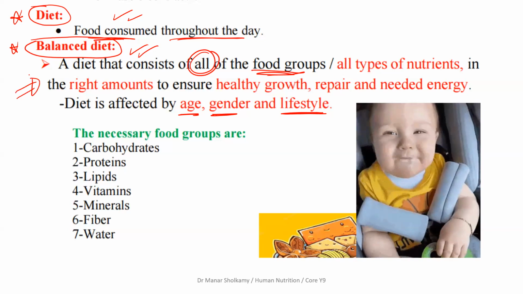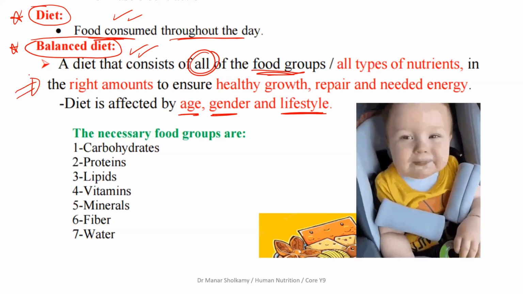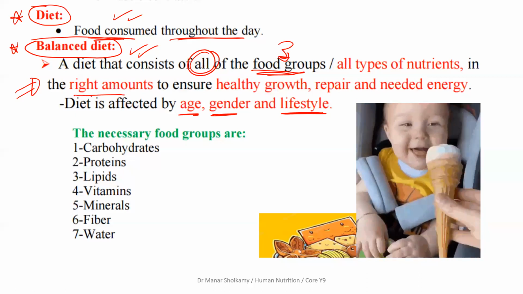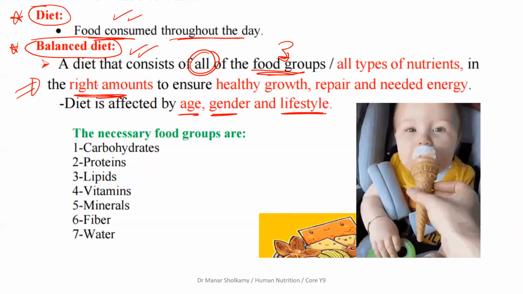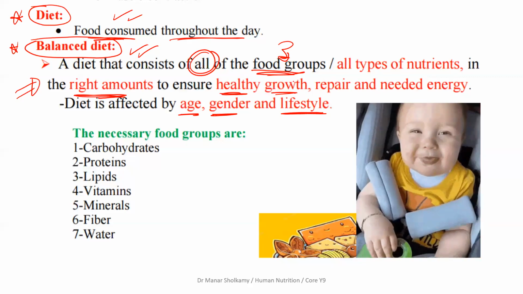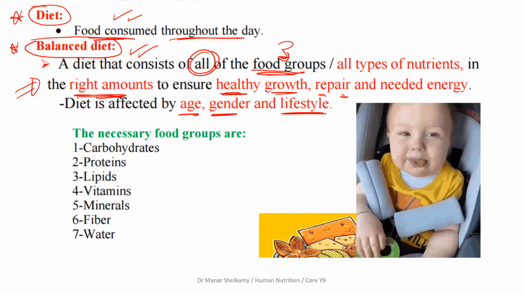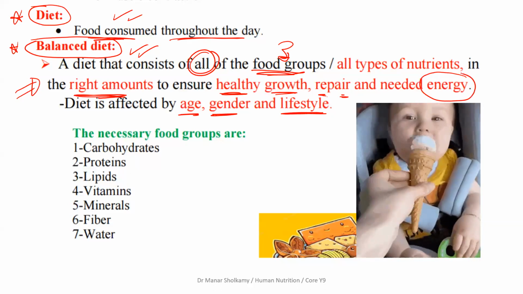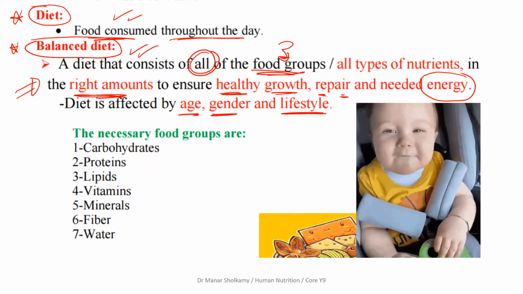Balanced diet is the diet that you should eat, the diet that should include all the nutrients in the right amount to ensure that you are healthy and you're growing and your muscles are repairing, and to ensure that you have the needed energy. This is the balanced diet, the diet that you need in order to stay healthy.